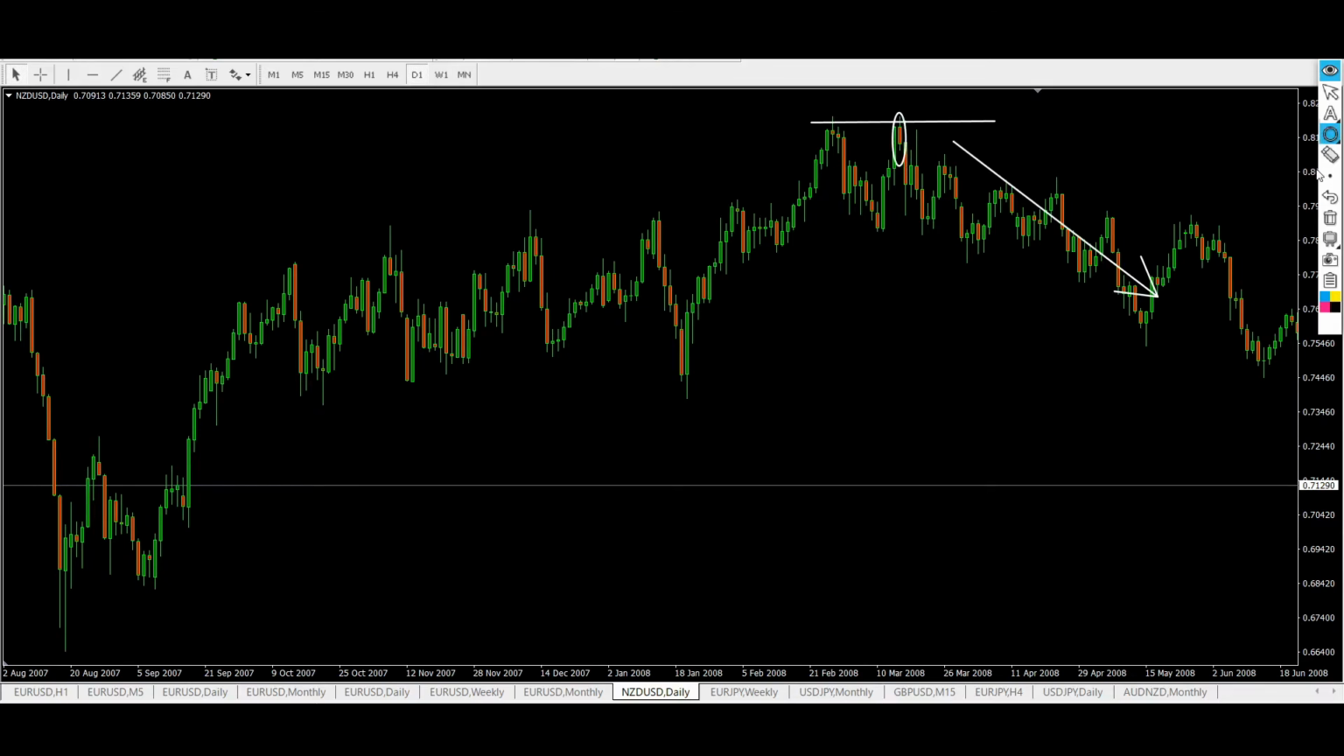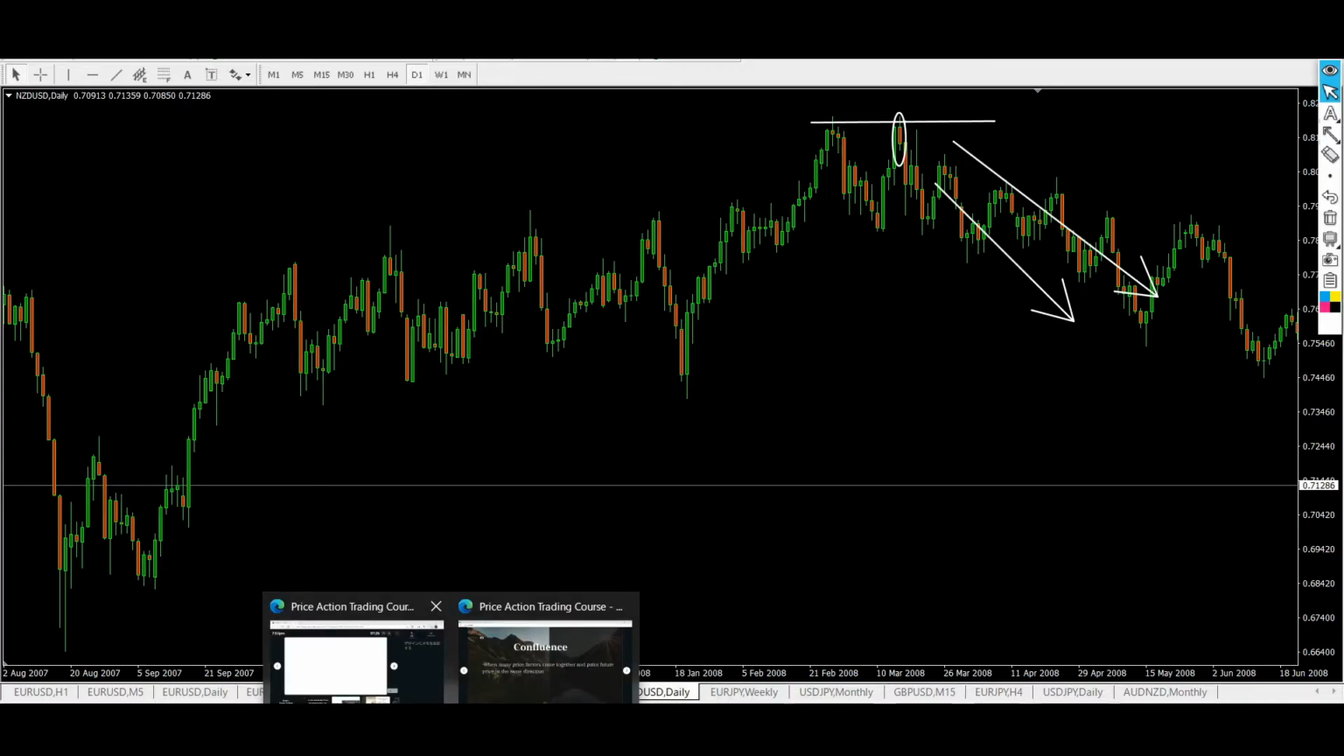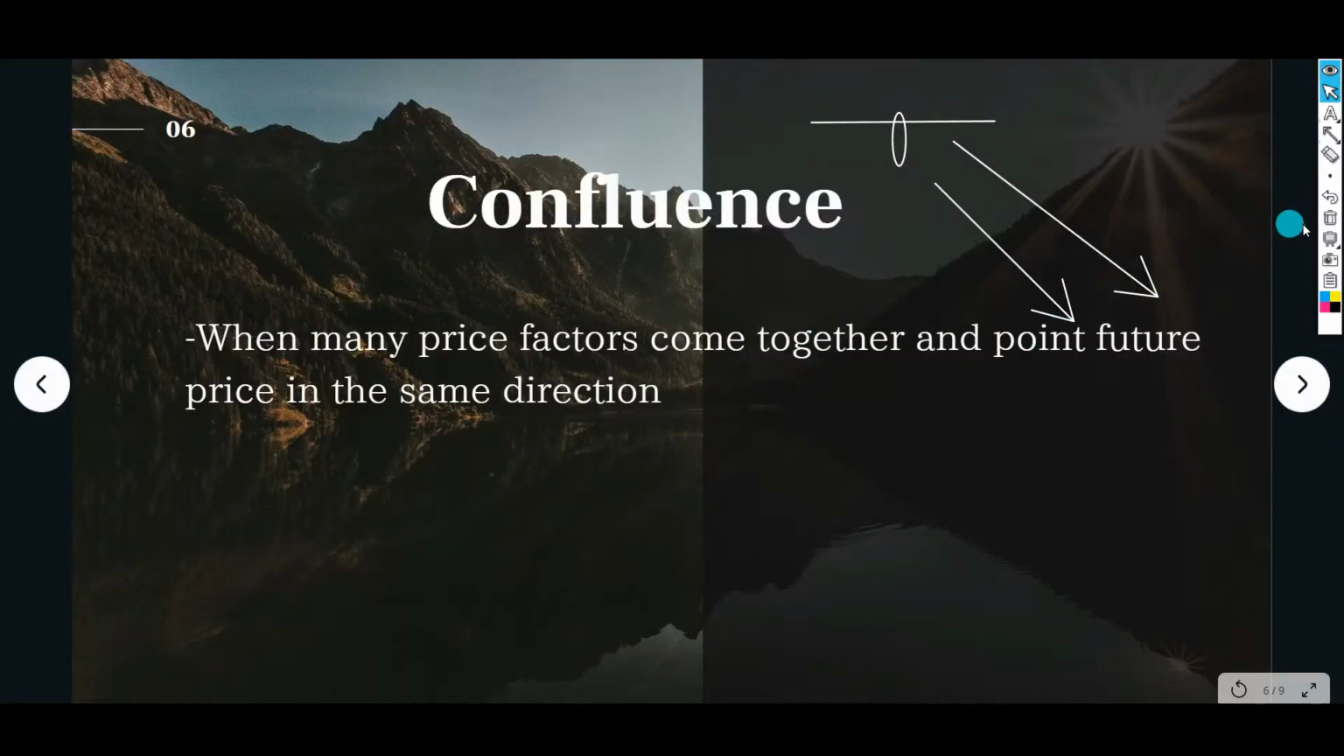Simultaneously, this harami also shows strength down, right? So there's confluence. This confluence has a double top and it has a harami. Okay, so let's go back. So that's what confluence is.